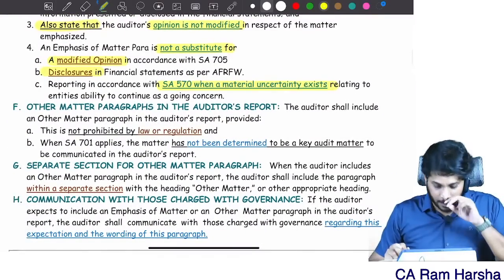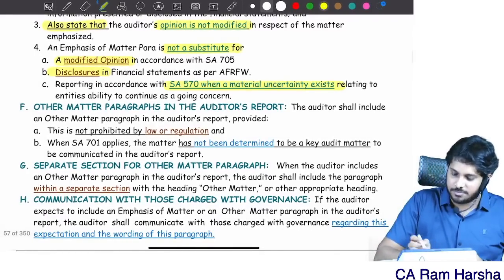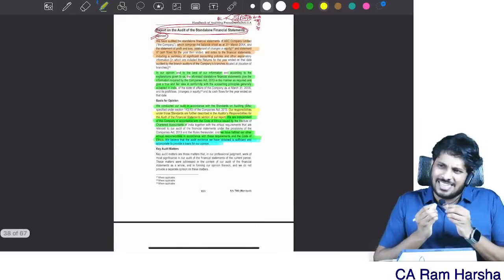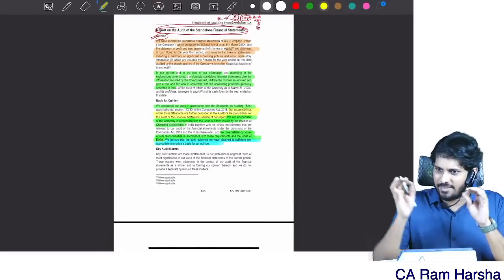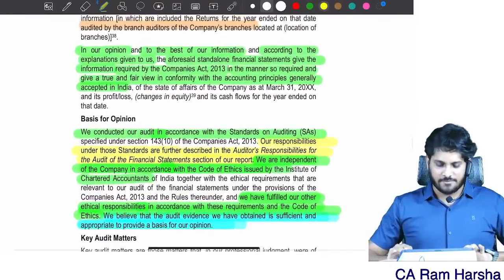Now we have the other matter paragraph discussion, but it takes little time. Okay, we will take a break and then come back and discuss. Confident, all of you, until now? That's it. Okay, we'll take a break, 20 minutes.